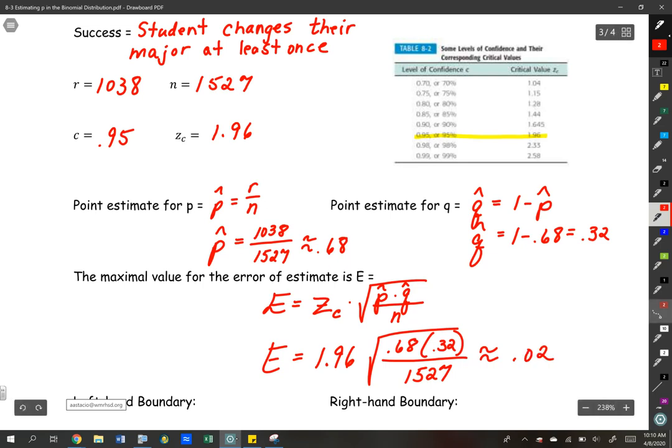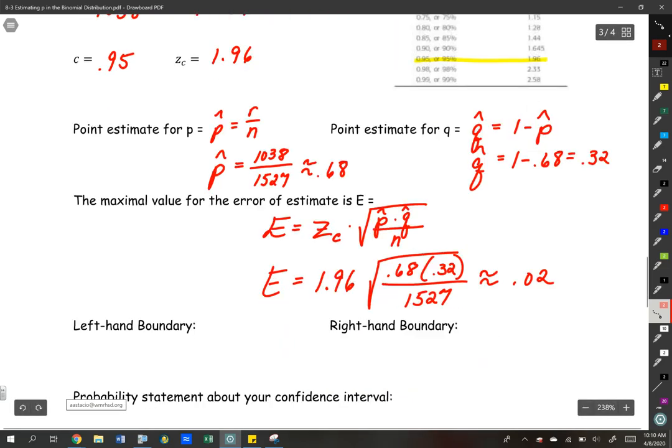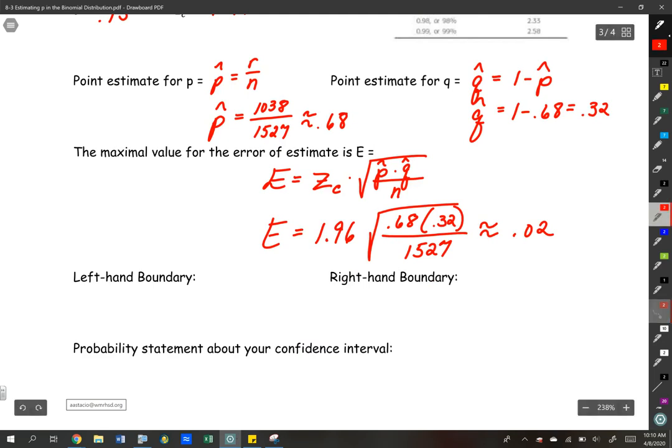Now, again, you want to be really careful when you put this in your calculator. I would pause the video right now and practice that because that is the number one area where students tend to make mistakes. The left-hand boundary is p hat minus E. The right-hand boundary is p hat plus E. So, of course, p hat is 0.68. We found E to be 0.02. So we're getting 0.66 for our left-hand boundary, and for the right-hand boundary, we're getting 0.70.